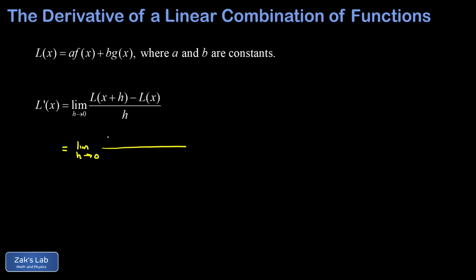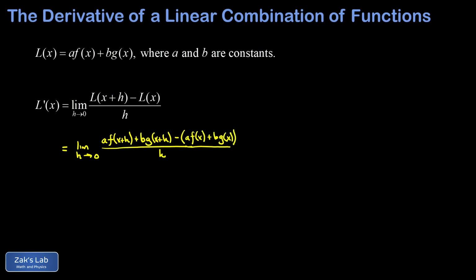So L of x plus h just means you take your original function L and replace all the x's with x plus h's. So that's going to give me a f of x plus h plus b g of x plus h. Then I have to subtract from that L of x. And L of x is just a f of x plus b g of x.